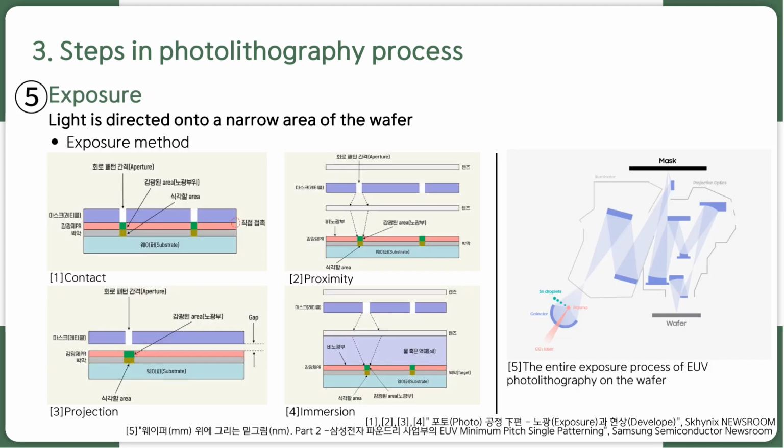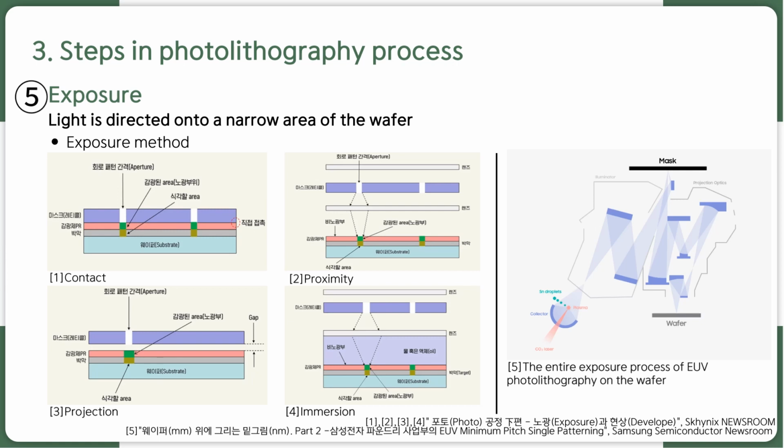In the photolithography process, the exposure step is crucial. During this process, light is focused onto a specific area of the photoresist, and various methods of exposure can be employed. The contact method is direct contact between the mask and the wafer. It essentially replicates the mask pattern on the wafer. While it is the most basic method, it comes with challenges such as particle issues.